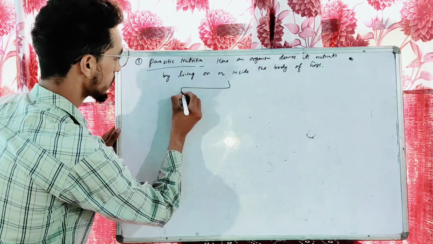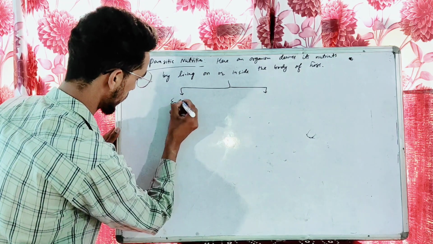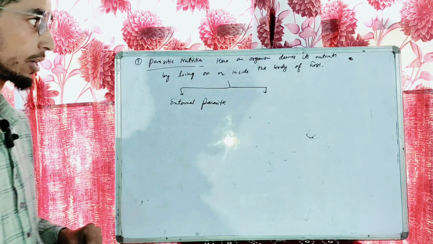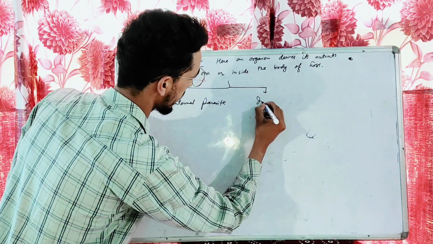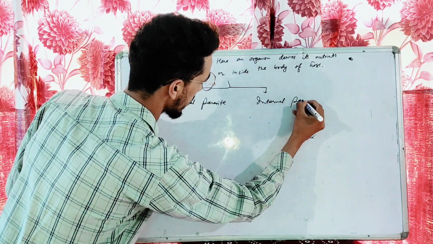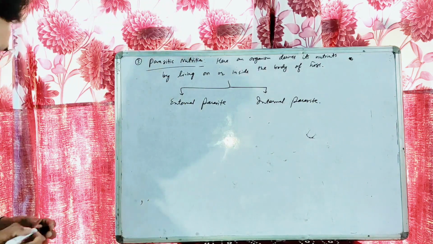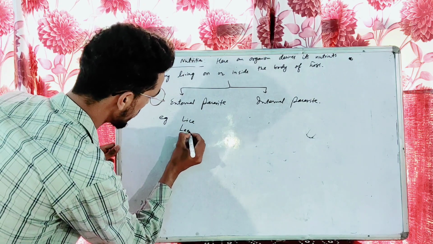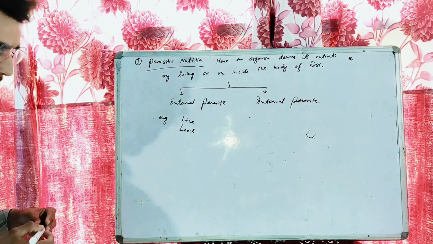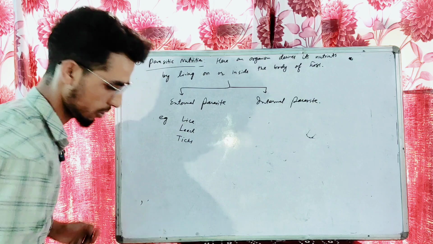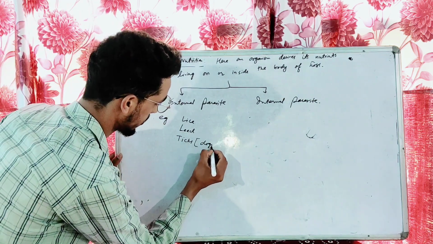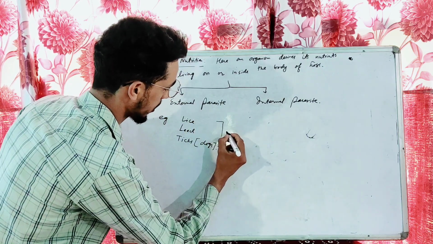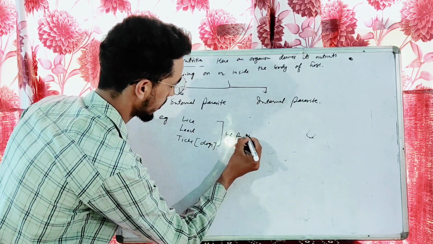So therefore there are two types of parasites. One is external parasite, that is, an organism that lives on the host's body, and another is internal parasite. There are many examples of external parasites, suppose lice, leech, and another example is ticks, which are found on dogs. Now these three are the examples of external parasites.